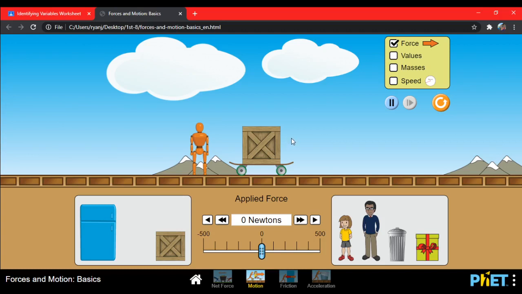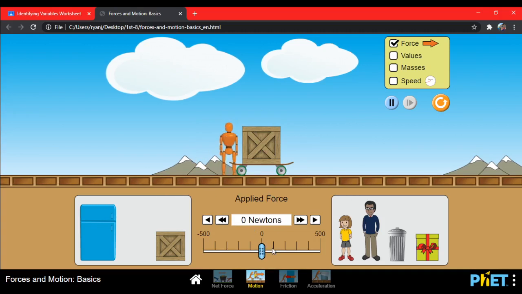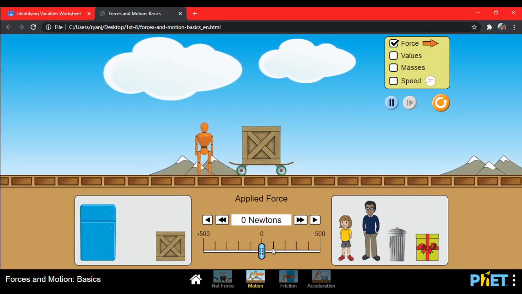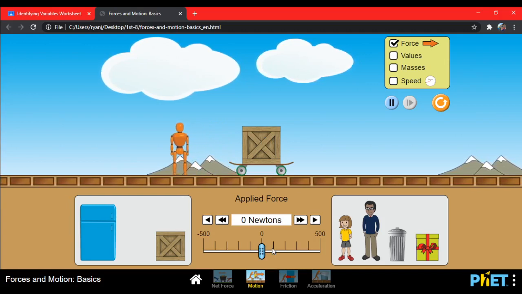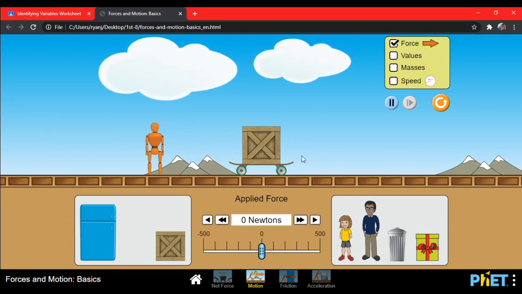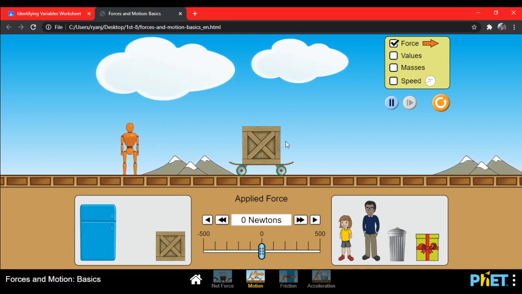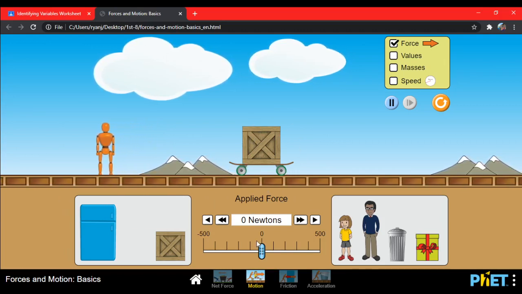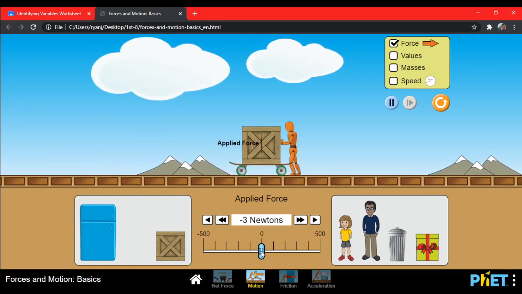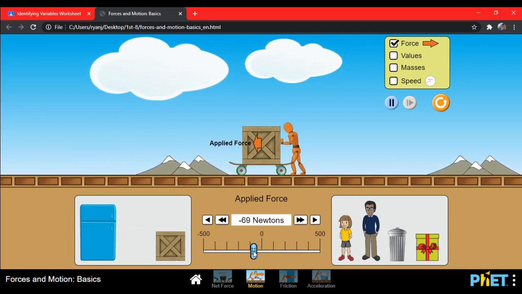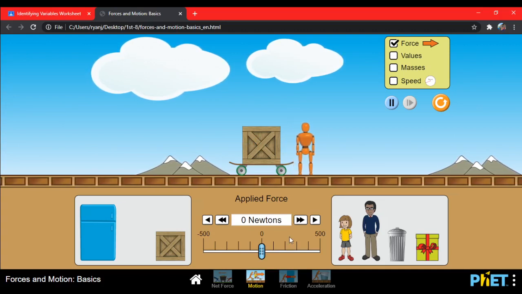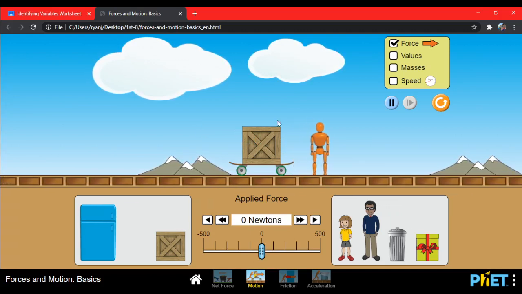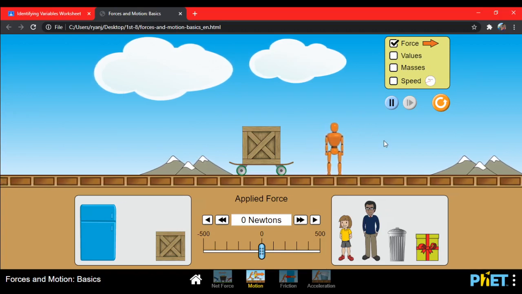So the object is stationary. If you apply an external force on it going this way, the object will start moving. The object will continue to move, as you can see in this simulation, unless you apply a different force or an opposite force that will change its direction.